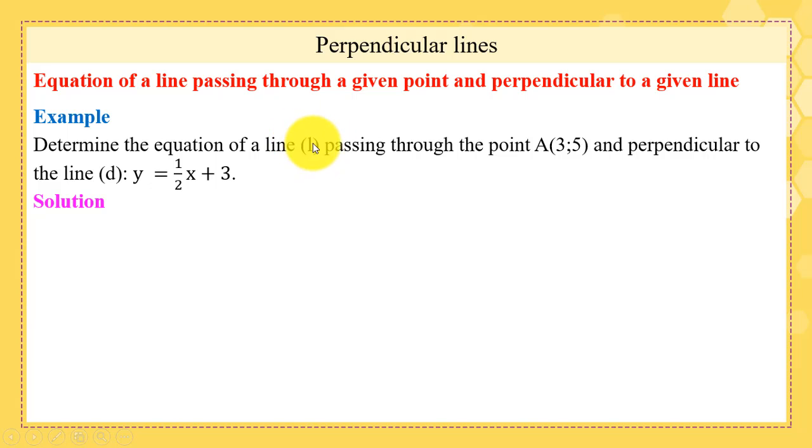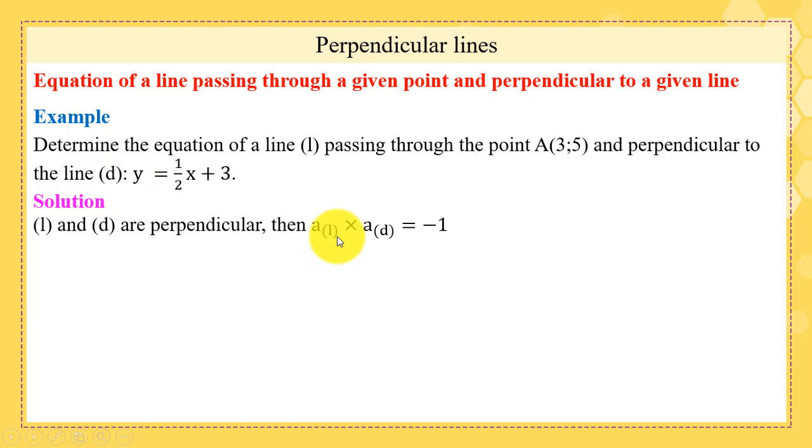To find the equation of the straight line L, we start by finding the slope of L. Here L is perpendicular to the straight line D, so the slope of L times the slope of D is equal to -1. Substitute the slope of D, which is equal to half, and we find the slope of L equal to -1 over 1/2, which equals -2.